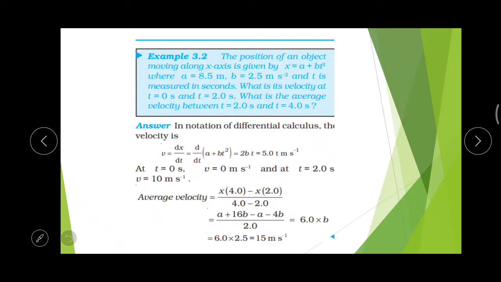So x at 4 second minus x at 2 second divided by 4 minus 2. Okay, x2 minus x1 divided by t2 minus t1. Now you have to substitute the equation. First you have to use the equation x is equal to a plus bt square and find x at 4 second and x at 2 second. That will be a plus 16b and a plus 4b. So a plus 16b minus bracket a plus 4b will be a plus 16b minus a minus 4b. So that will be equal to 12 into b.